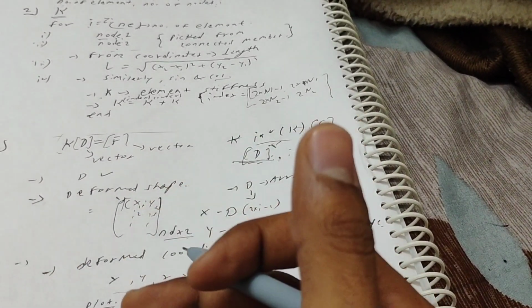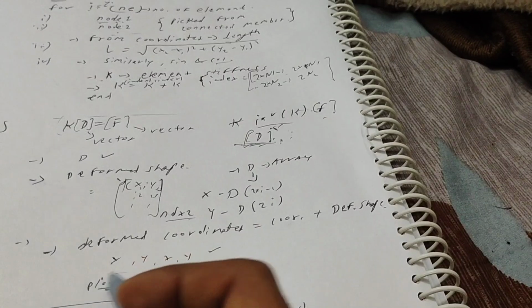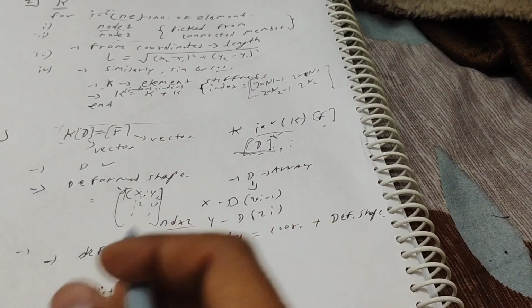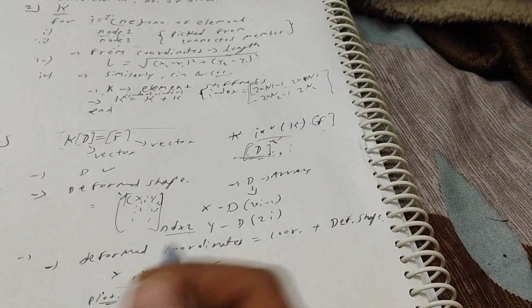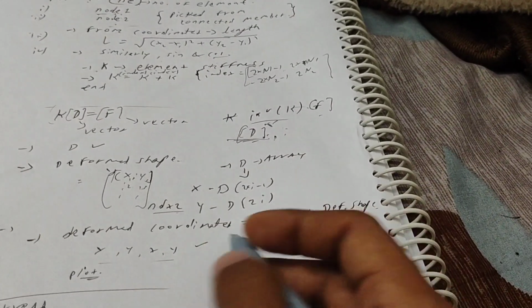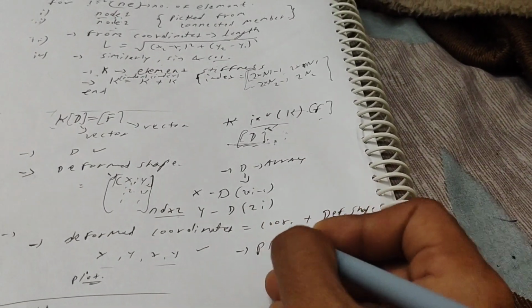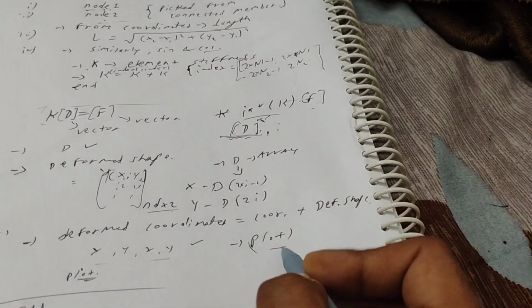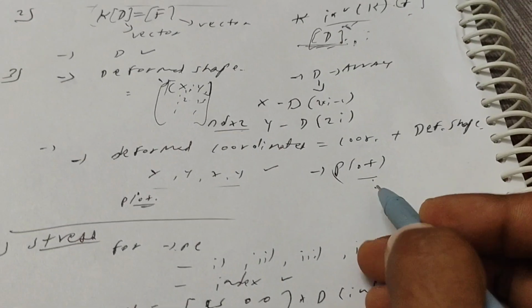After getting the deformed coordinates, we will just plot these xy values, both undeformed and deformed, and then we will get a plot in MATLAB just by using the plot function.